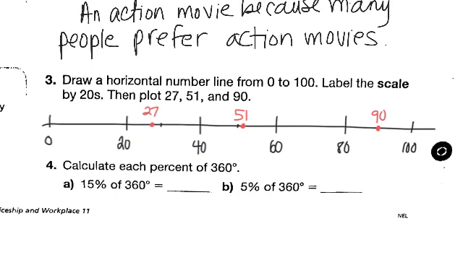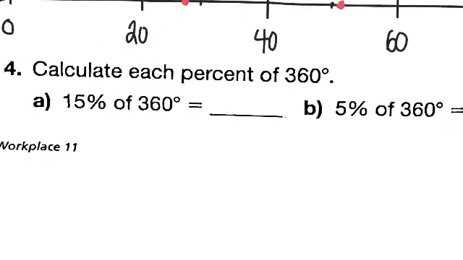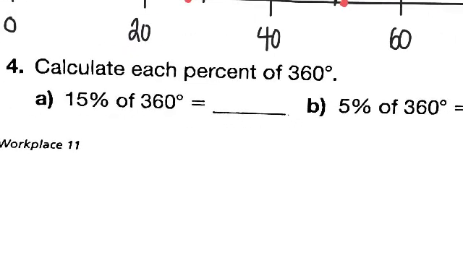Last part on this page, it says calculate each percentage of 360 degrees. So we want 15% of 360 degrees. Remember, we've done this part before where we're taking a percentage of something. We change the percentage into a decimal, the "of" changes to times, and this stays as is. So this becomes 0.15 times 360. And then we record our number as 54.